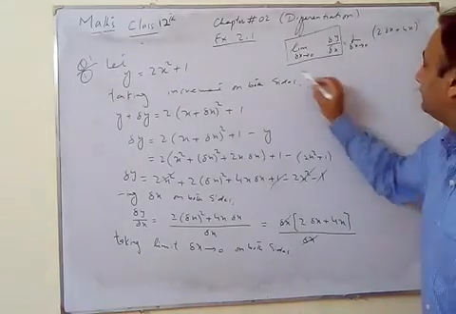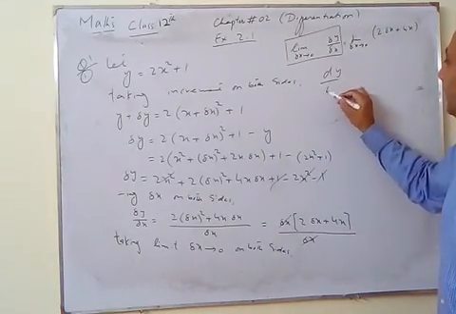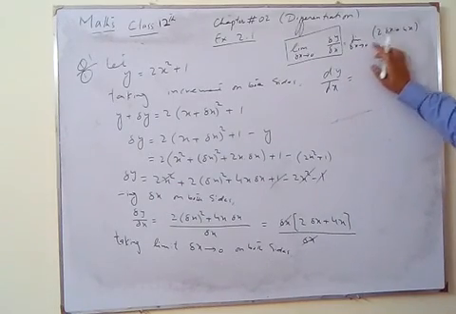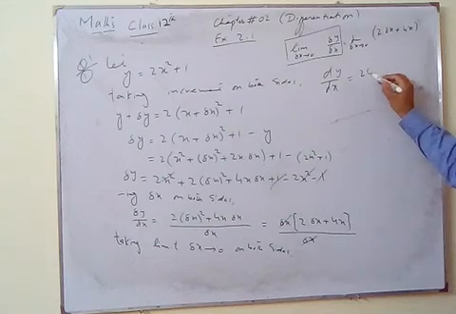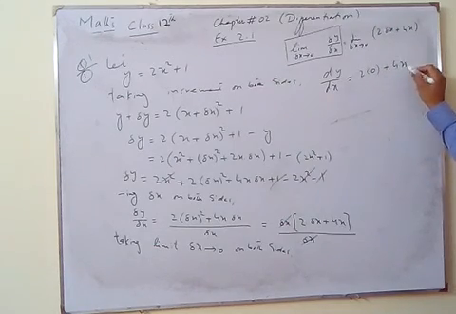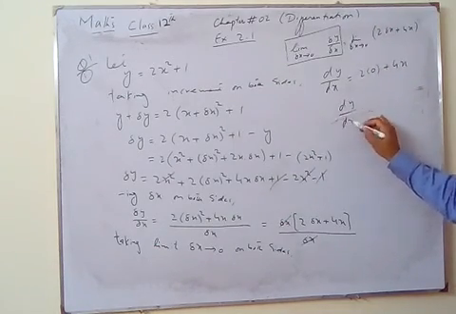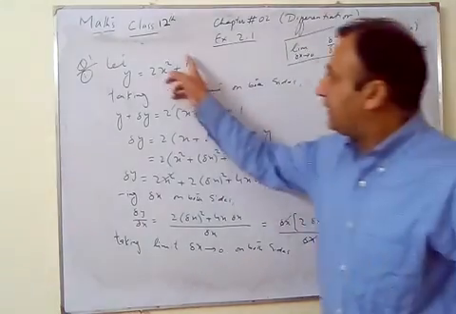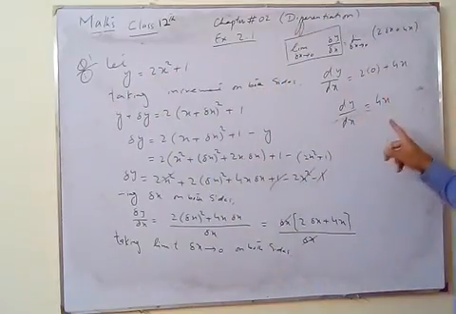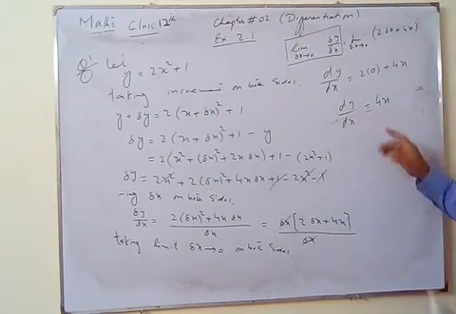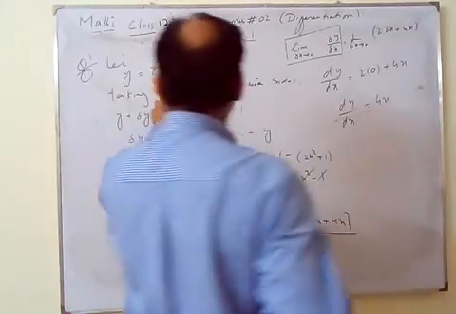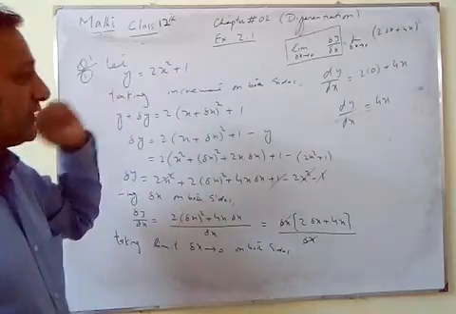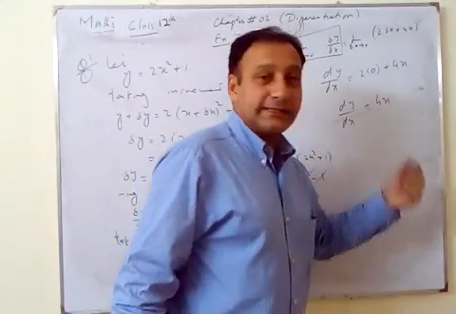This complete becomes dy by dx, and when we apply the limit here, delta x becomes 0, so this becomes 0 plus 4x. So dy by dx is equal to 4x. So it means that the derivative of 2x square plus 1 is 4x. So 4x is the derivative of this function 2x square plus 1. So the derivative of this expression that we get is 4x.